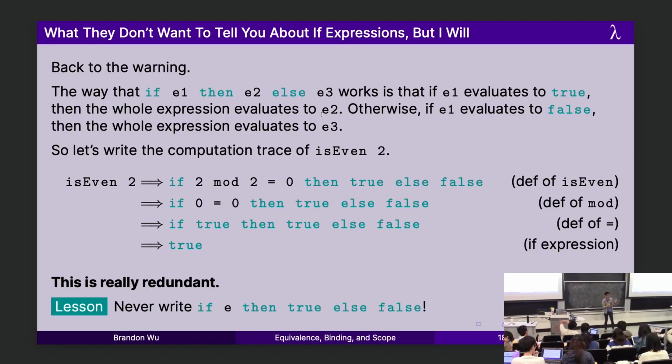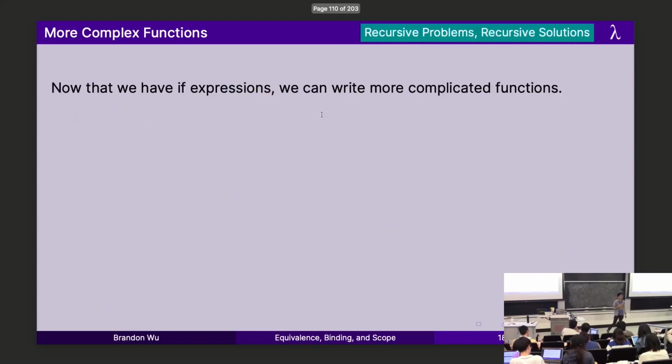Okay, so you can write if something, then E2 else E3, where E2 and E3 are not true and false, but don't do this. Okay, that's just something I wanted to say.